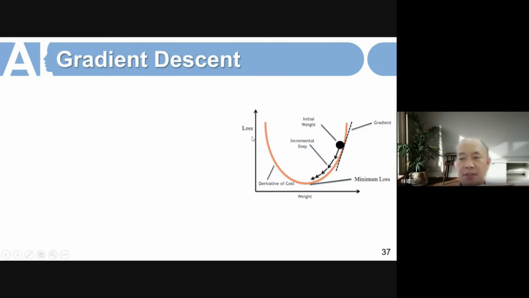I simply use this figure to explain what gradient descent is. The y-axis is the loss. The x-axis is the unknown parameters.